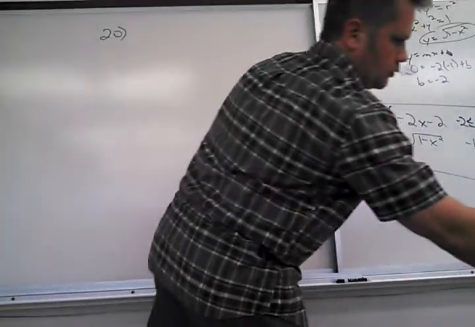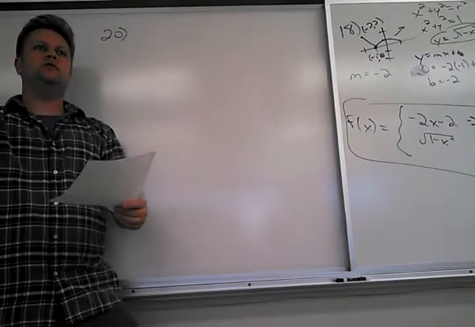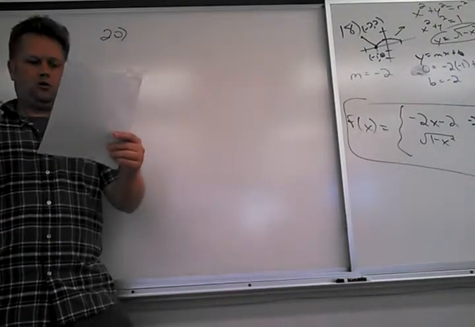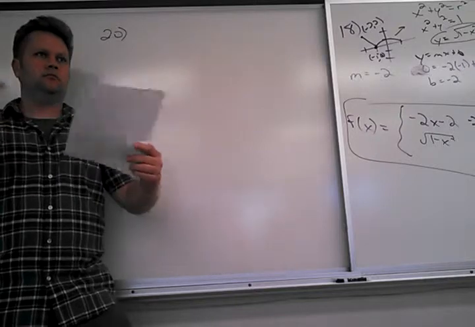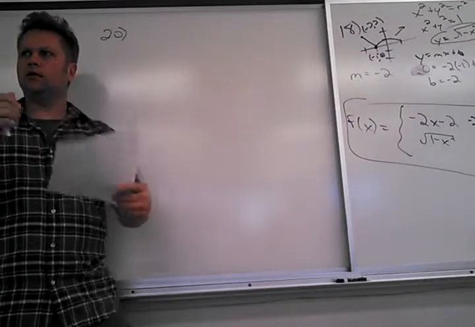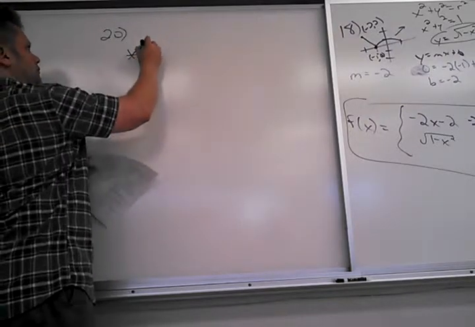So 20 is 19 in reverse. Right, in 19, they give you the functions and then they tell you how to put them together. In 20, it's already put together and they're asking you to tear it back apart. What functions went into creating this thing? So let's start off with an easier example.